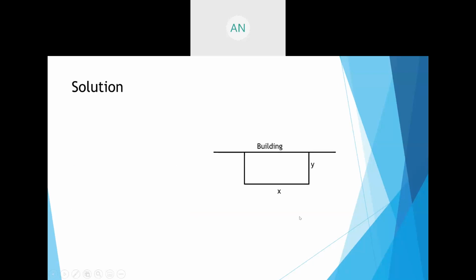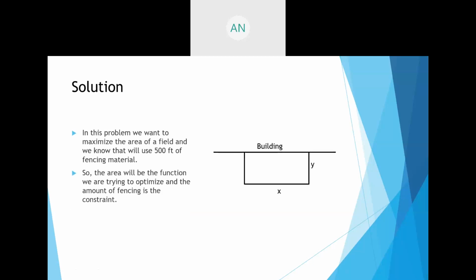Now, what are the equations? In this problem, we want to maximize the area of the field, and we know that we can use only 500 feet of fencing material. So the area is the function that we are trying to maximize, and the condition is nothing but your constraint. So the two equations are: max A, that is we are trying to maximize area, which is equal to x into y. The area of this particular rectangle is given by length into breadth, that is x into y. So maximize A is equal to x into y.